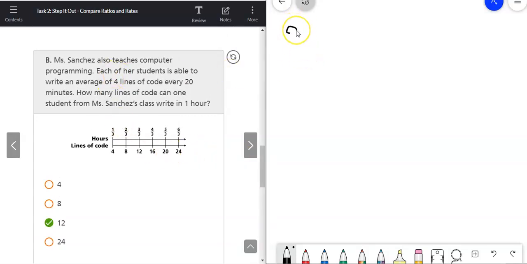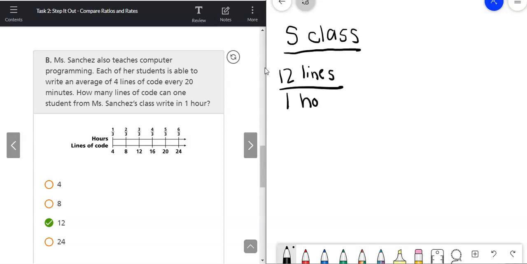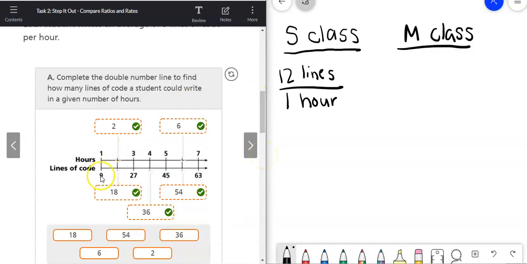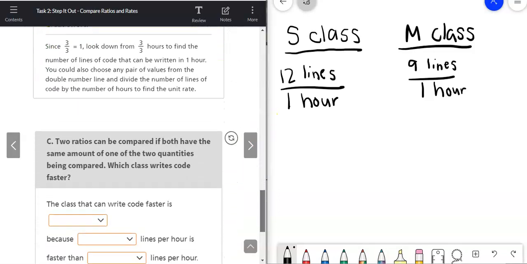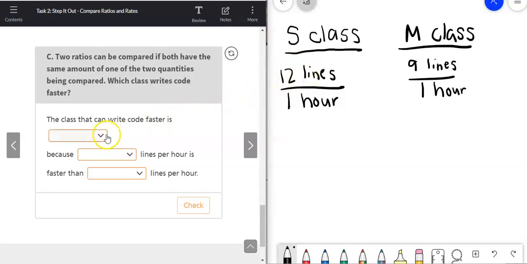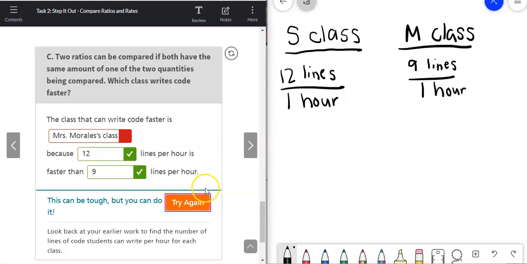I know Mrs. Sanchez, so I'm going to label this one with an S for Sanchez's class. We said in 1 hour they can do 12 lines of code, so 12 lines over 1 hour. And for Morales, I'm going to do M class. If we look up here, they can do 9 lines of code in 1 hour. So the class that can write code quicker is Mrs. Sanchez's class, because they can do 12 lines in an hour. 12 lines per hour is faster than 9 lines per hour.